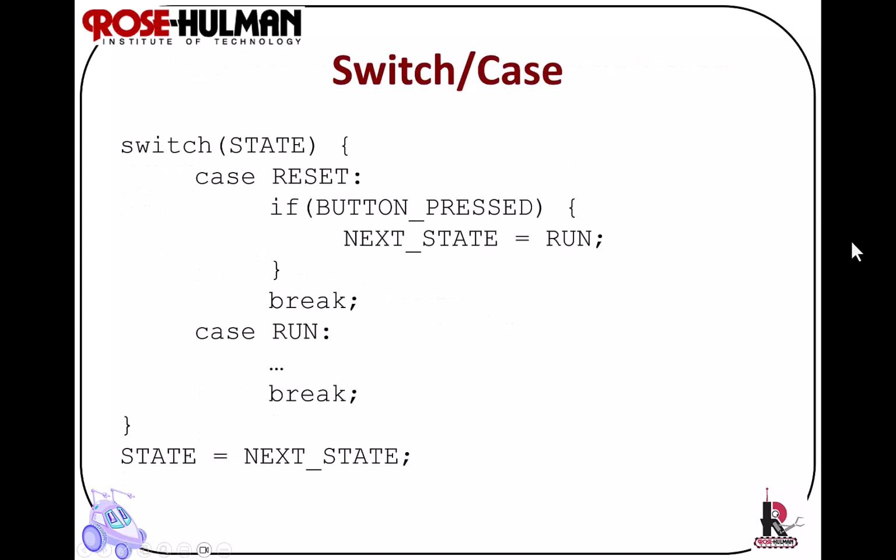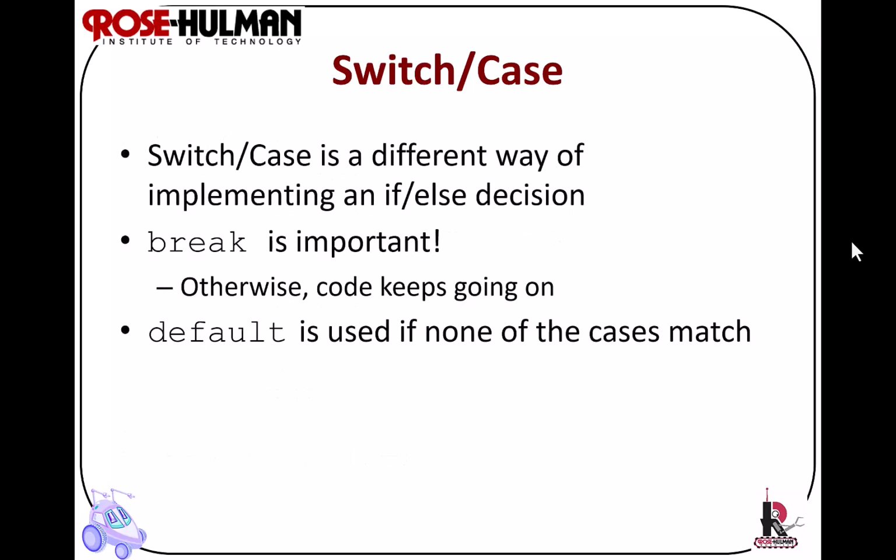And here's an example of implementing a state machine with a switch case, where you have a switch on the state, and based upon the case, you then use an if condition to make a decision, and then you implement the next state. In this case, if your button is pressed and you're in the reset state, it goes to the run state, and so on. Note that switch case is a different way of implementing if-else decision making, that you must use a break if you're using the switch case option, and that you need to have a default if none of the cases matches.